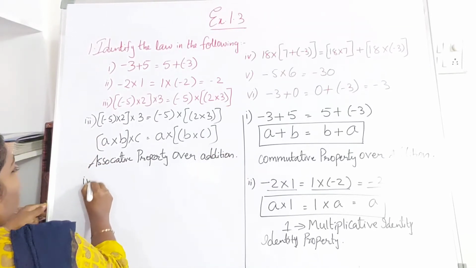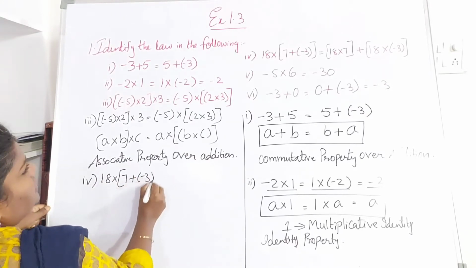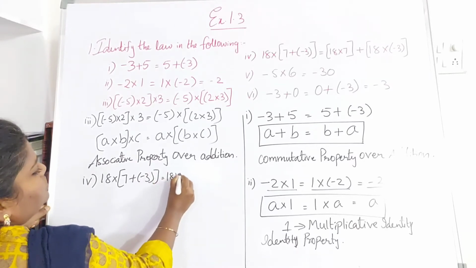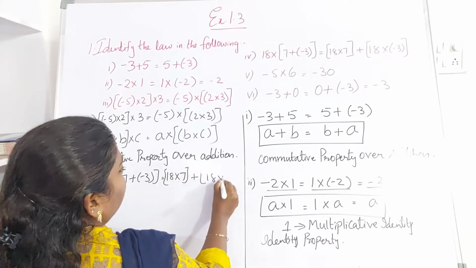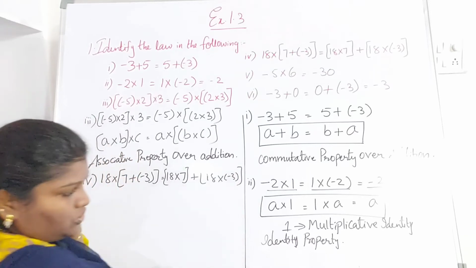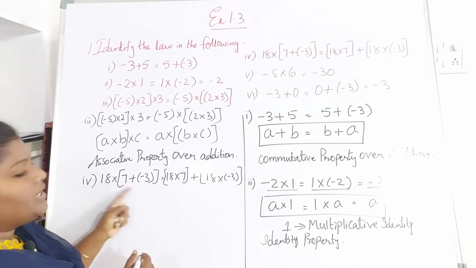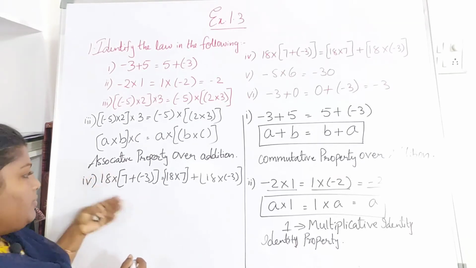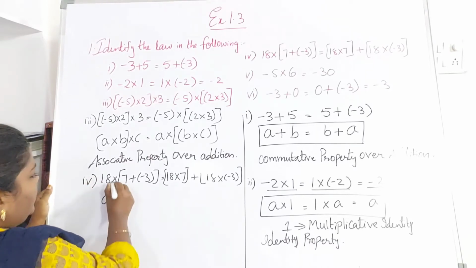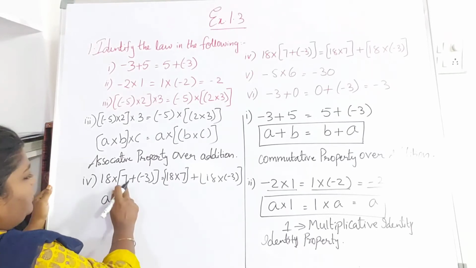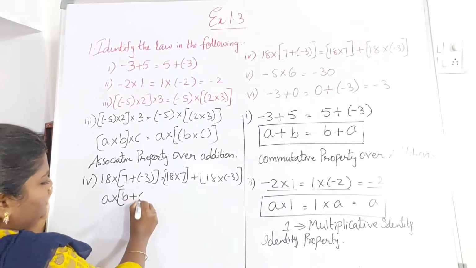Next one, 18 into 7 plus minus 3 is equal to 18 into 7 plus 18 into minus 3. Yes. So here you can observe that there are 3 terms involved, but you can observe here there are 2 operations involved here. So first let me represent the variables. So in place of 18 I am taking A, operation is multiplication. In place of 7 I am taking B, plus in place of minus 3 I am taking C.